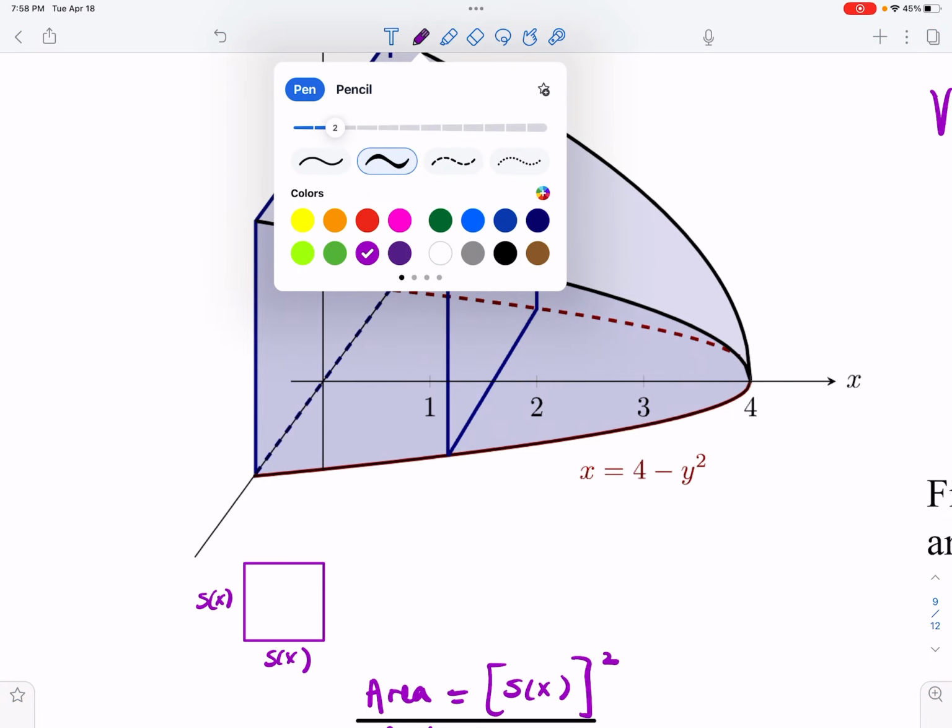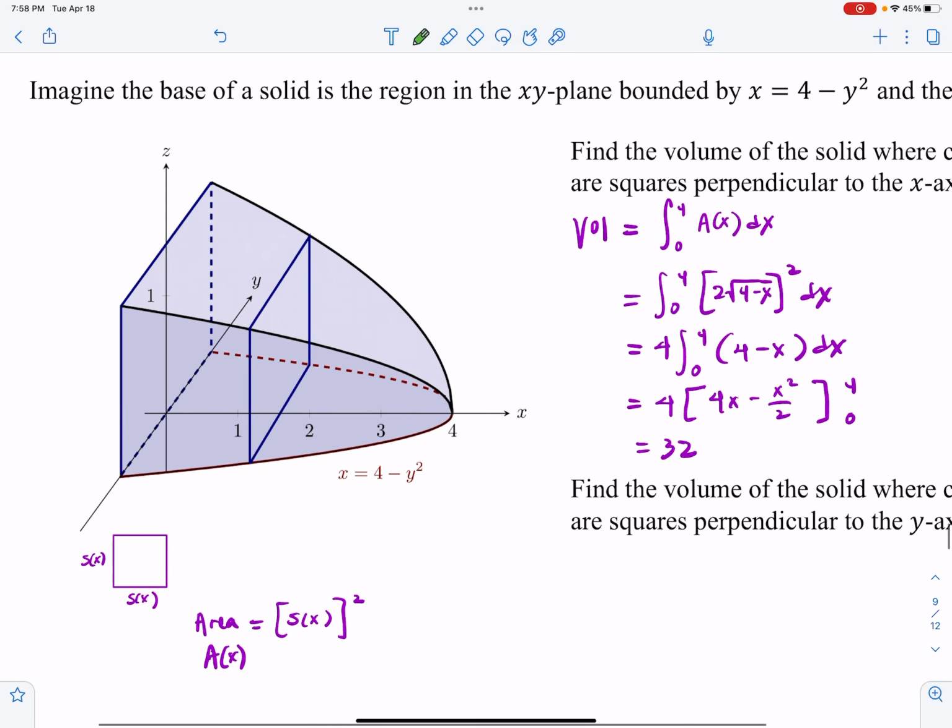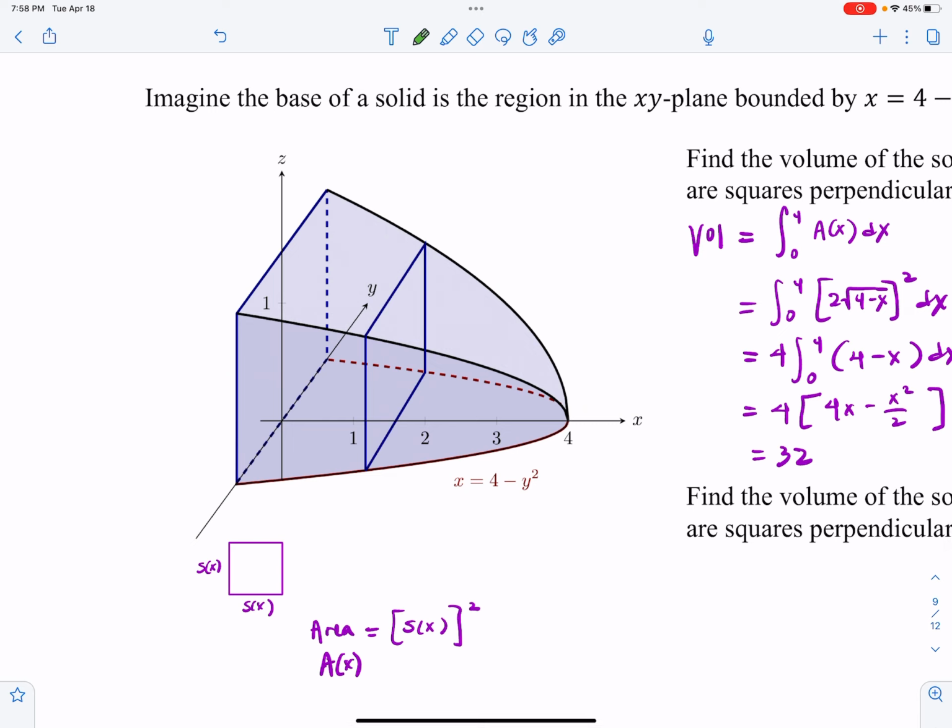Okay, so let's think about having cross sections that are perpendicular to the y-axis. So let's say we're taking one cross section perpendicular to the y-axis. So it has a width from the y-axis to this point here on the parabola. And then since the cross sections are squares, that means that the cross section would come all the way up there. Right? So this would make a very different looking solid. Okay, so let's say that that's one cross section.